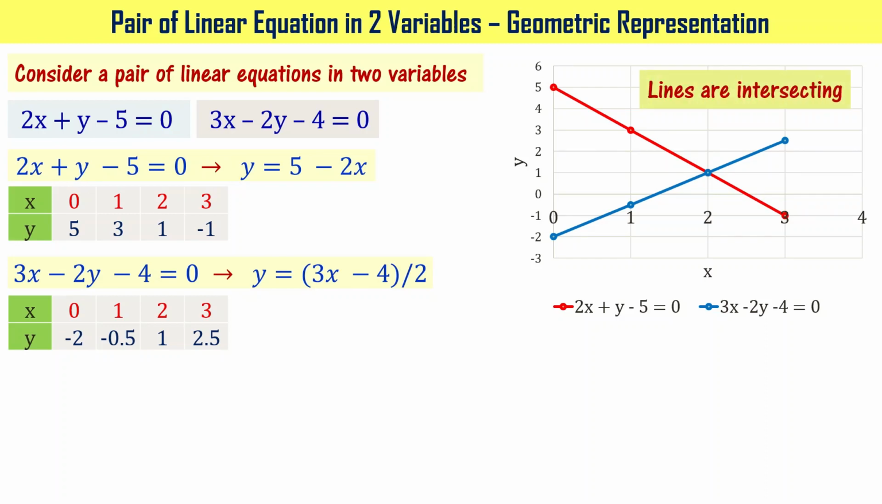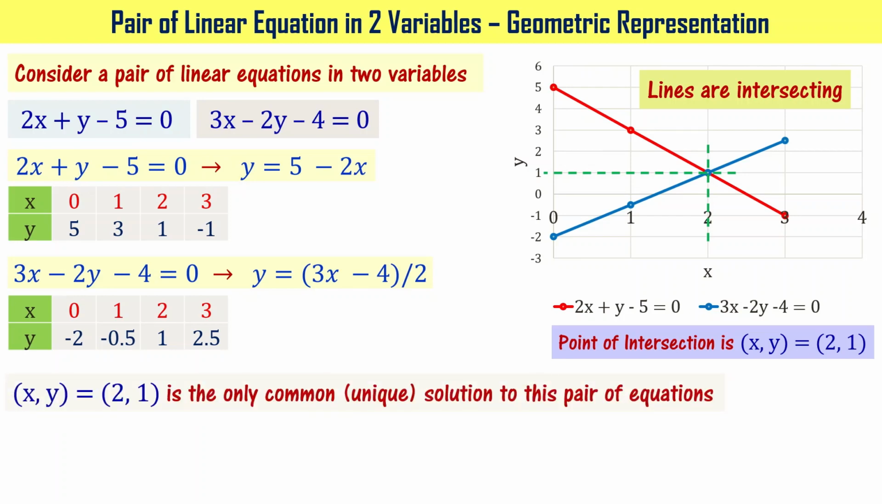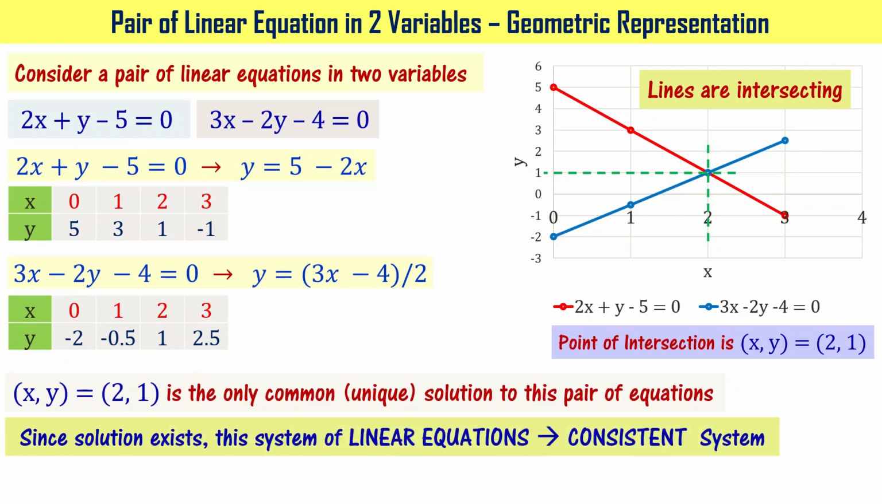As you observe here, the lines are intersecting, right? And the point of intersection is x equal to 2 and y equal to 1, right? It means x comma y equal to 2 comma 1 is the only common solution to this pair of equations. That is also called the unique solution to the pair of equations, right? Since the solution exists, this system of linear equations is said to be a consistent system of linear equations. Please take a note of this. When a solution exists, we say that the equations are called a consistent system of linear equations. Please take a note of this.